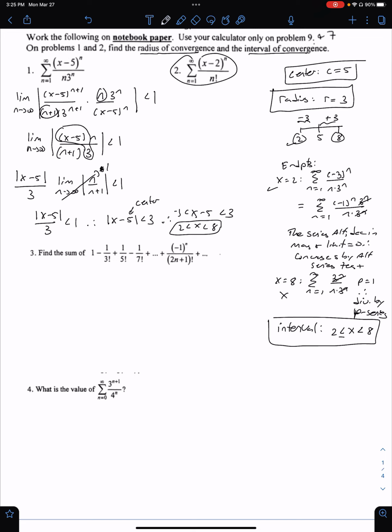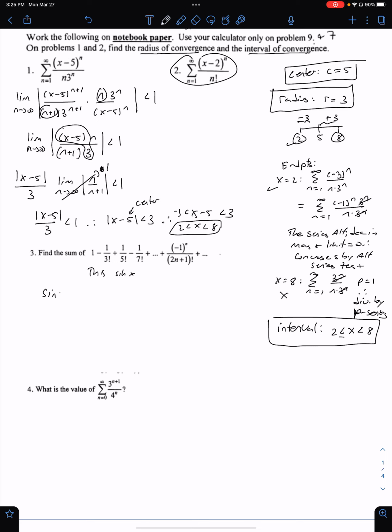We want to find the sum of this series. So I just want to take a look. If I look at one, it's alternating, and I notice the pattern. Notice it's 1 over 3 factorial, 5 factorial, 7 factorial. And if I look at the pattern here, this looks kind of like sine. I'm thinking this is sine of x.